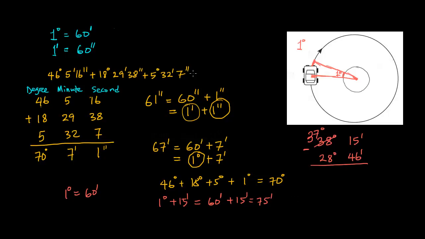Now we can easily subtract. We'll say 75 minutes minus 46 minutes, and this will give us 29 minutes. So just write this here, 29 minutes. Then the other one is 37 degrees minus 28 degrees. By the time we subtract this, we'll have the final result as 9 degrees. So our answer here is 9 degrees and 29 minutes.